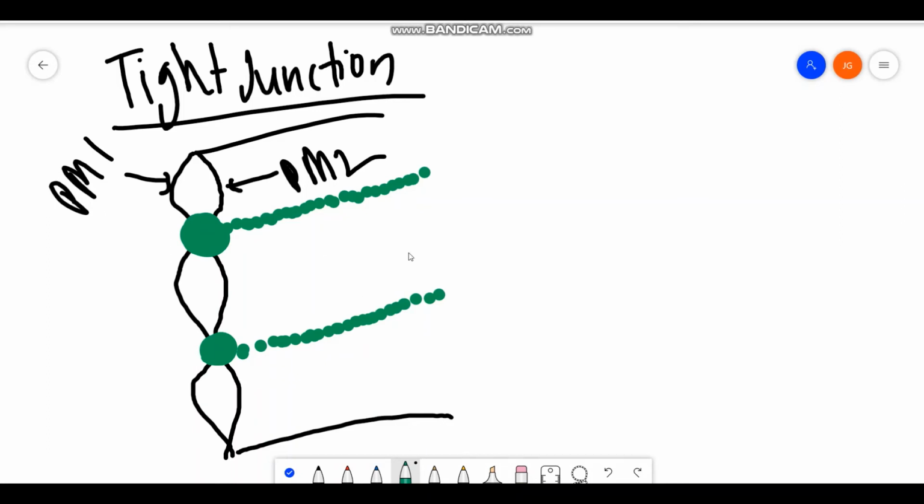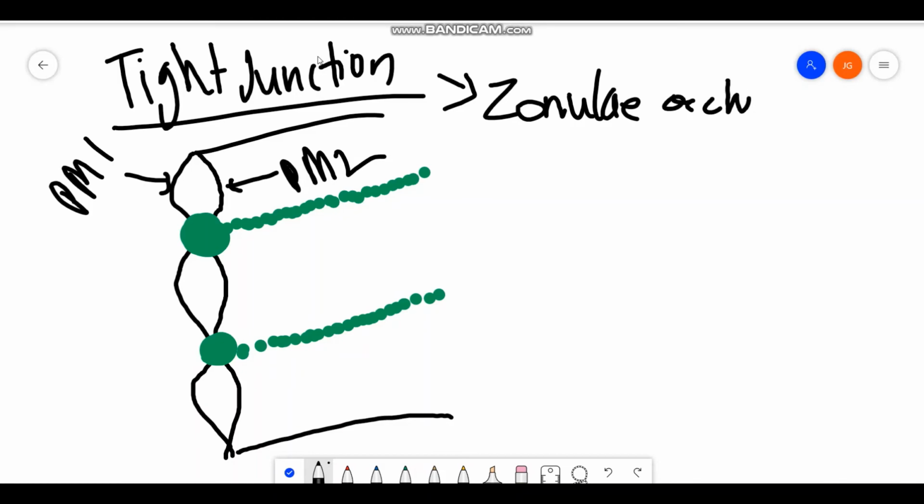They're not completely pressed up against each other. There are gaps in between them, but these proteins are going to be able to hold the two plasma membranes together, and that's what's going to create a tight junction. Anything else that I'm missing? Tight junctions, another name for them, you might see in your textbook or on your test. They're more formally known as zonula occludens. That's O-C-C-L-U-D-E-N-S, occludens.